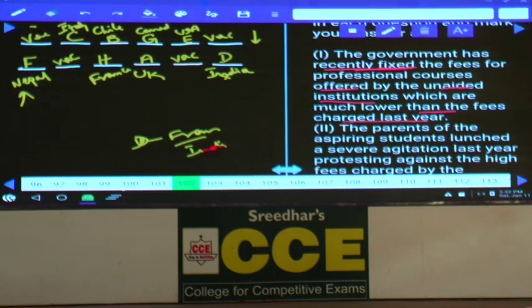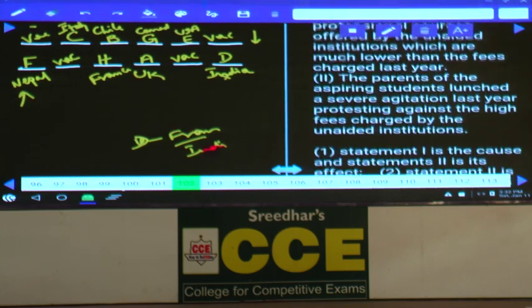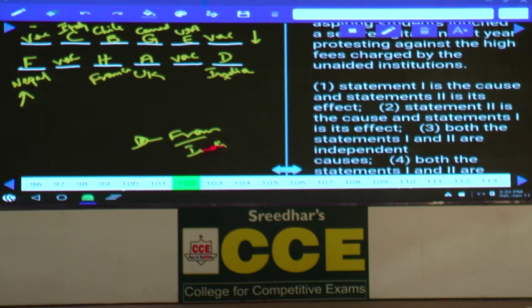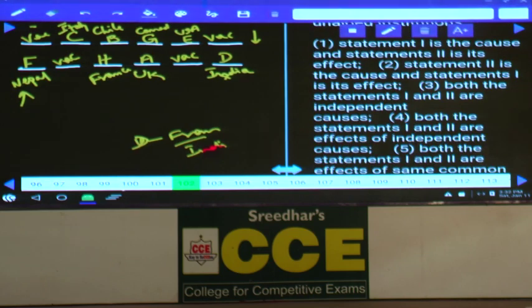Then there should be some reason behind this. What is the reason we have? The parents of the aspiring students launched a severe agitation last year, protesting against the high fees charged by unaided institutions. Because of that, the government has decided to decrease the fees. Hence B is the cause, A is the effect. 2 is the cause, 1 is the effect. Choice 2 is the answer. Done with this?